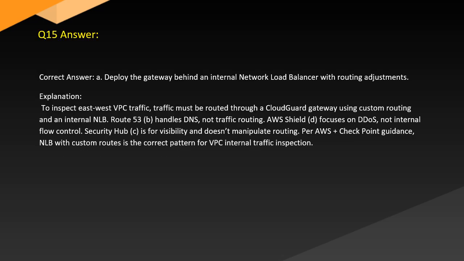Answer. Correct answer A. Deploy the gateway behind an internal network load balancer with routing adjustments. Explanation. To inspect east-west VPC traffic, traffic must be routed through a CloudGuard gateway using custom routing and an internal NLB. Route 53 (B) handles DNS, not traffic routing. AWS Shield (D) focuses on DDoS, not internal flow control. Security Hub (C) is for visibility and doesn't manipulate routing. Per AWS plus Check Point guidance, NLB with custom routes is the correct pattern for VPC internal traffic inspection.